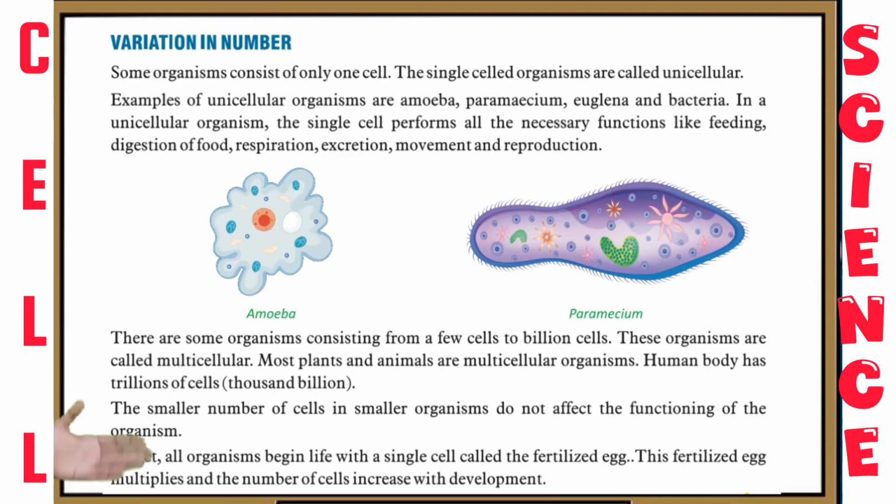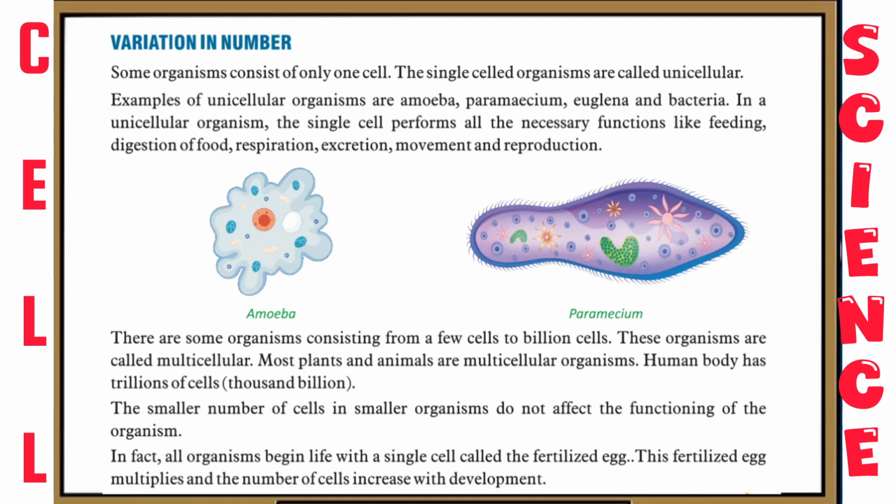So now let's see the next topic, that is variation in number. Some organisms consist of only one cell. The single-celled organisms are called unicellular. Examples of unicellular organisms are amoeba, paramecium, euglena, and bacterium. In a unicellular organism, the single cell performs all the necessary functions like feeding, digestion of food, respiration, excretion, movement, and reproduction. So here you can see the picture of amoeba and paramecium.